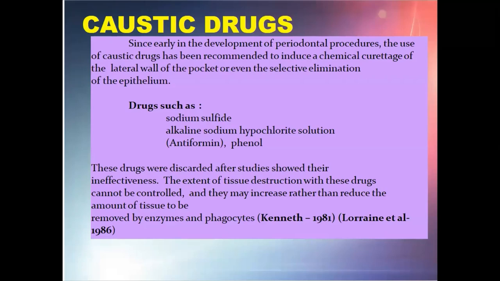Earlier, we used to make use of certain drugs, certain chemicals, in order to do the subgingival curettage procedure, which were recommended to induce a chemical curettage of the lateral wall of the pocket, or even the selective elimination of the epithelium. These drugs were basically sodium sulfide, alkaline sodium hypochlorite solution, which is also known as antiformin, and phenol. But later, because you cannot predict the extent of the tissue destruction with the aid of these drugs, and you cannot control it, they were discarded and their effectiveness was questionable. So they are not used anymore.